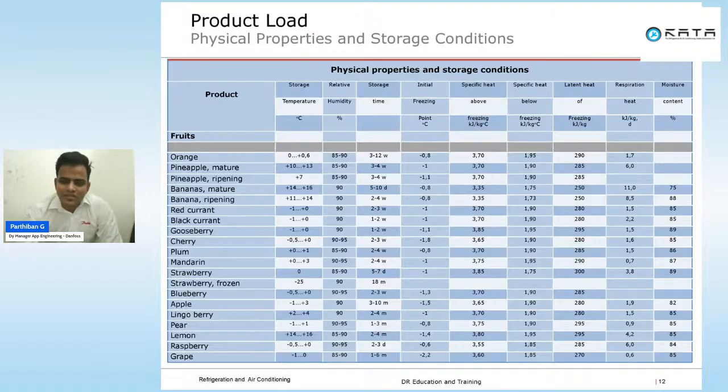So mass is already available. Then specific heat above freezing and below freezing and latent heat are available. Then the only thing we need is the delta T. What is the entry temperature? What is the freezing temperature? And what is the final temperature? These three temperatures we have to decide. And moisture content percentage also is mentioned. If you don't know the moisture percentage, you can see the moisture percentage of different products mentioned here. We can directly take this and calculate the heat load with it.